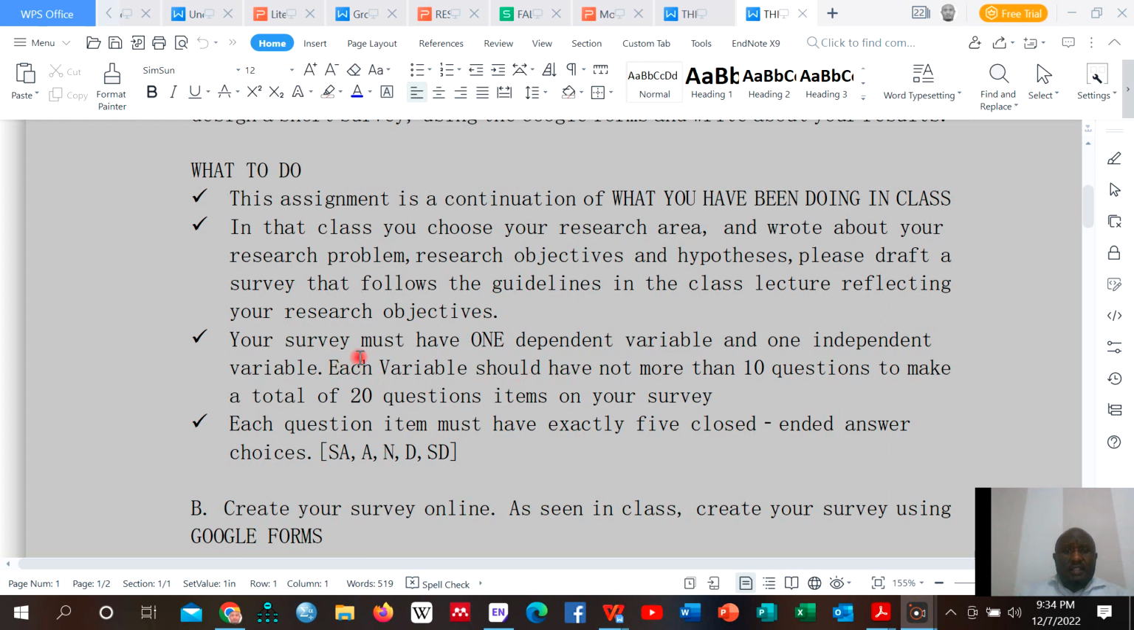Now, you are going to develop a survey, but the survey should have one dependent variable and one independent variable. Probably I've not talked about variables because I don't think this is the level where we want to go so deep into variables. But you know that a good topic, like I was saying in class, has two parts. One depends on the other. One aspect influences the other.